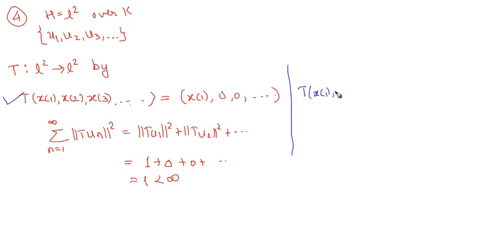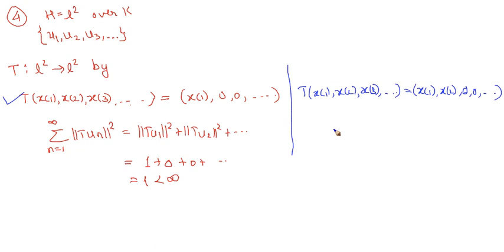So from this, we can make such modifications. T of x1, x2, x3, and so on. We can define it like this: let us take two terms, x1, x2, and then all others 0. Again, that will give 1, and then 1 plus 1, 2. So this again is Hilbert Schmidt. We can take finitely many non-zero terms. So we can actually define a sequence of Hilbert Schmidt operators here.